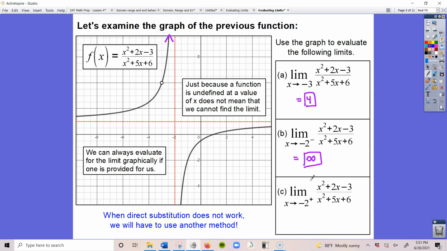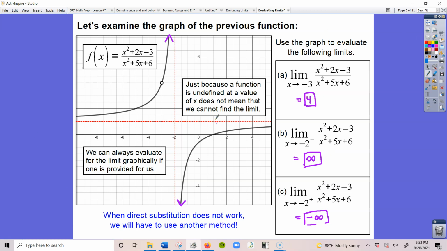Now if I'm approaching x's negative 2 from the right, we have that the function is going down, so that means that this limit is equal to negative infinity. So that leads me to the next method.